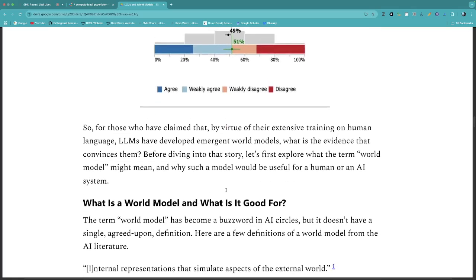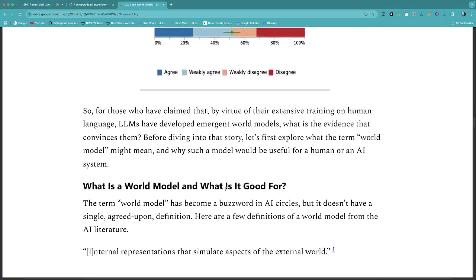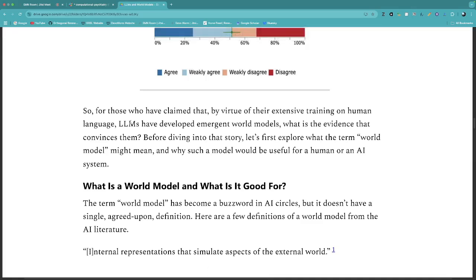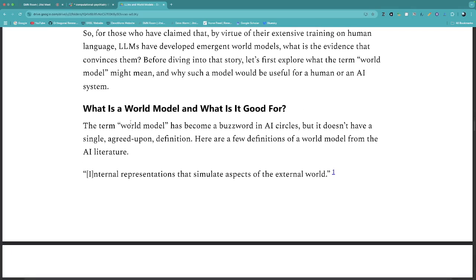So, the question is, can large language models develop emergent world models? And what is the evidence for that? The first step is to step back and say, what is a world model? What does it mean to have a world model? And how would it be useful to have a world model? A world model, obviously, if you don't give the model something like an overarching context, has to be acquired from the data.